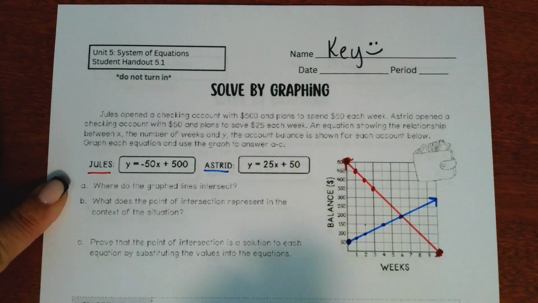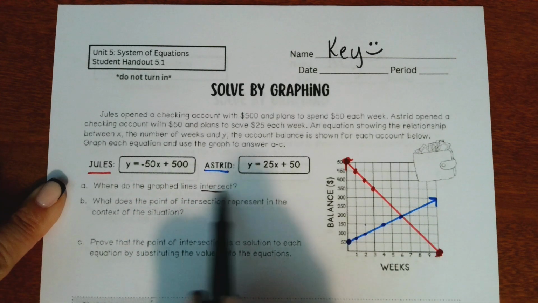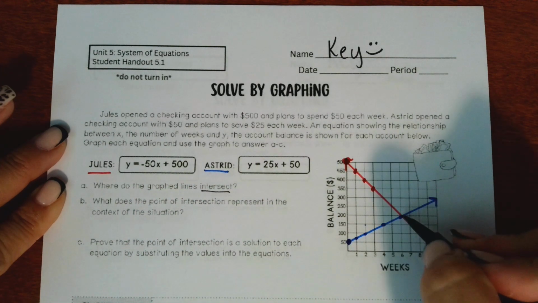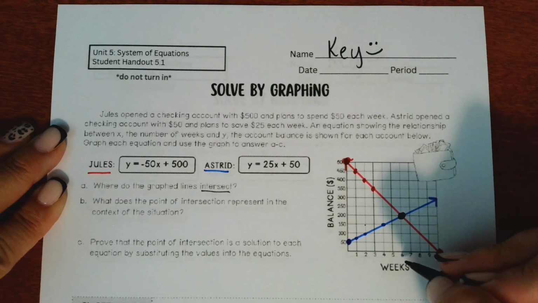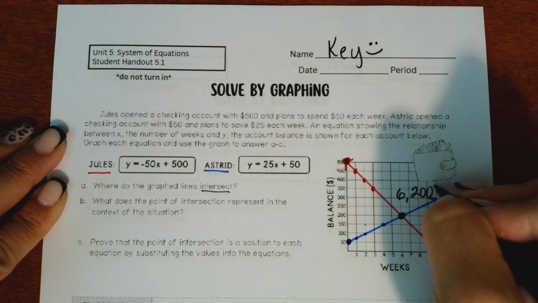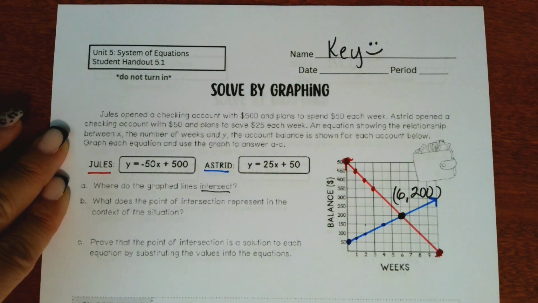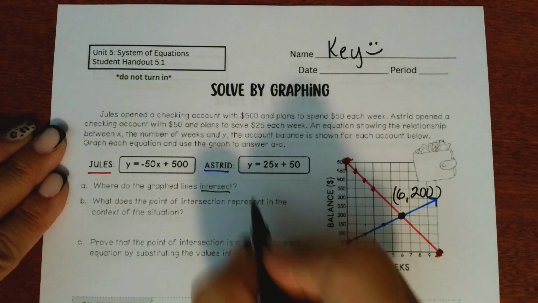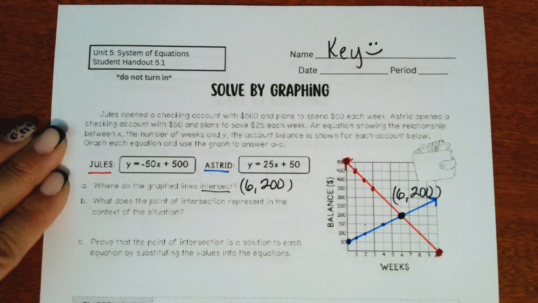A is asking, where do the graphed lines intersect? So right here you see there is a common point where they intersect, and this point is actually at 6, 200. Okay, so we're going to go ahead and put that over here. The intersection is 6, 200.